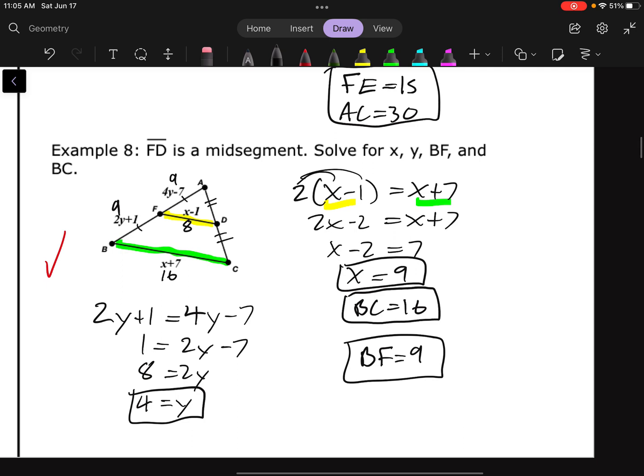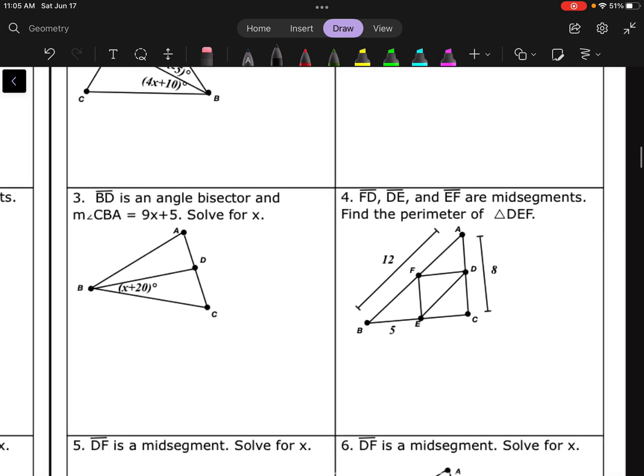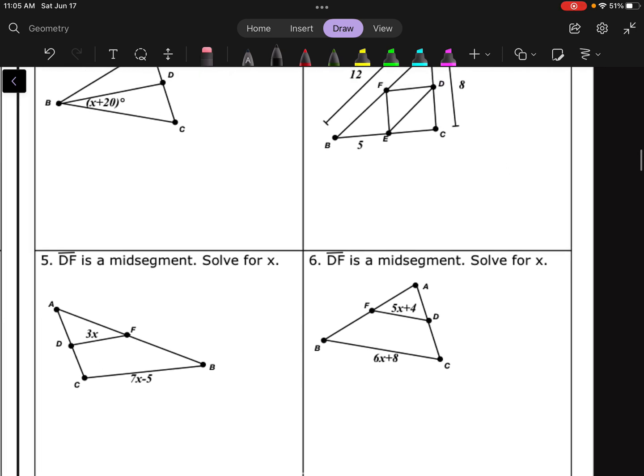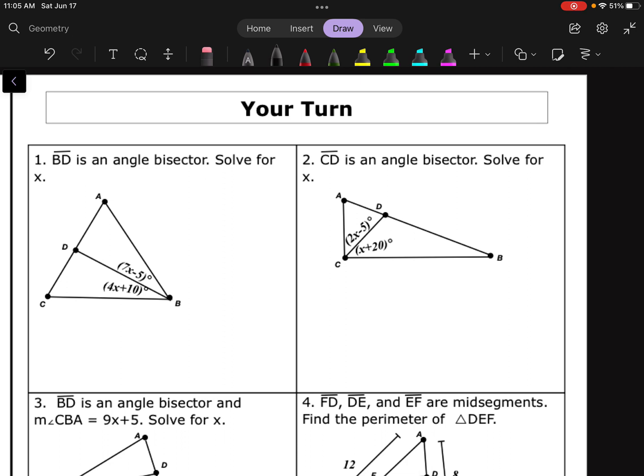There we go. Okay, so time for you guys to shine here. You got 6 problems over here to try out. 3 mid-segment things, 3 angle bisector things. Give them a shot. Come back when you're ready to see how you did.